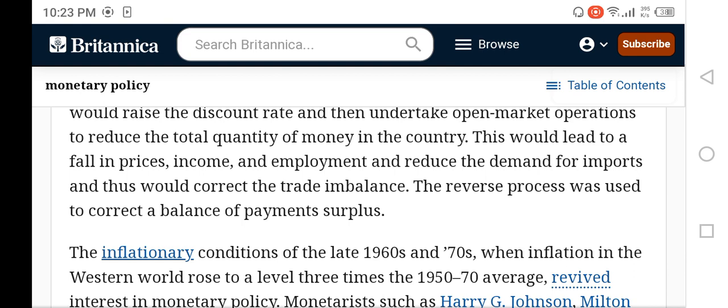The reverse process was used to correct a balance of payments surplus.